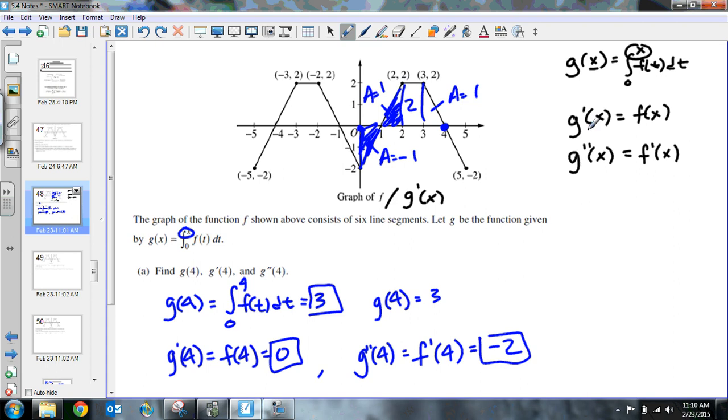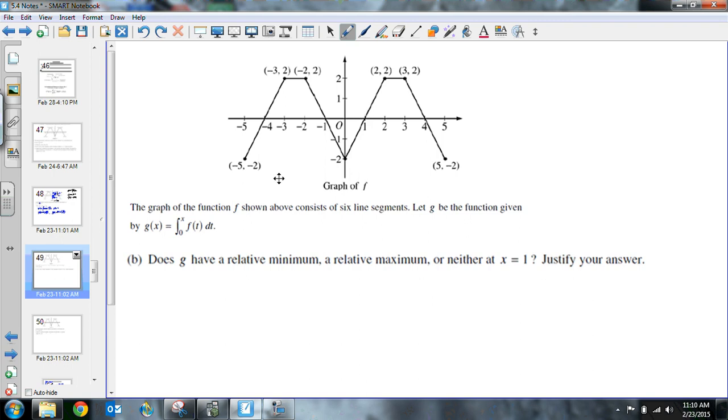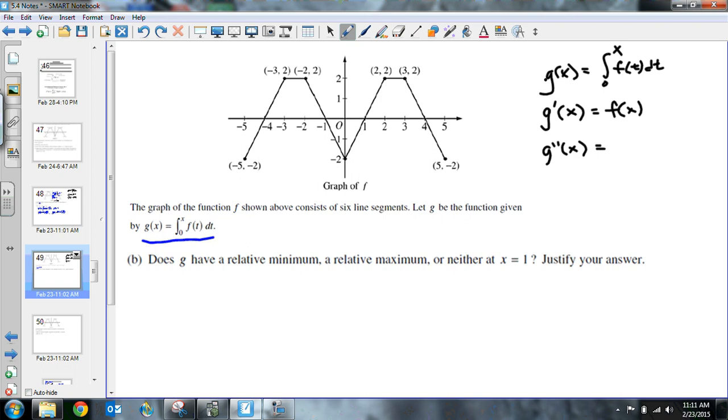Now, let's move on to part B. Part B asks the question, given the same scenario, does this function g have a relative minimum, a relative maximum, or neither at x equals 1? And we need to justify that. So I first want to make sure we have that stuff written down: if I have g of x equal to the integral from 0 to x of f of t dt, then I know that g prime of x is equal to f of x. And I know that g double prime of x is equal to f prime of x.